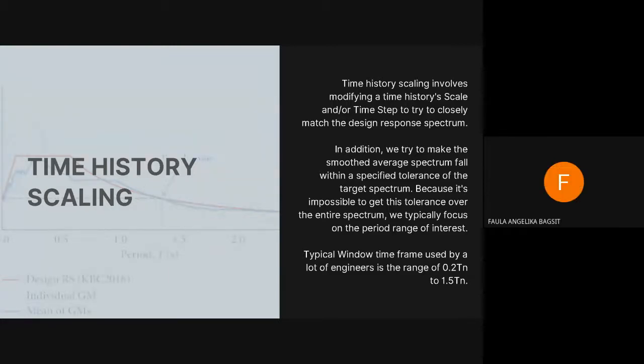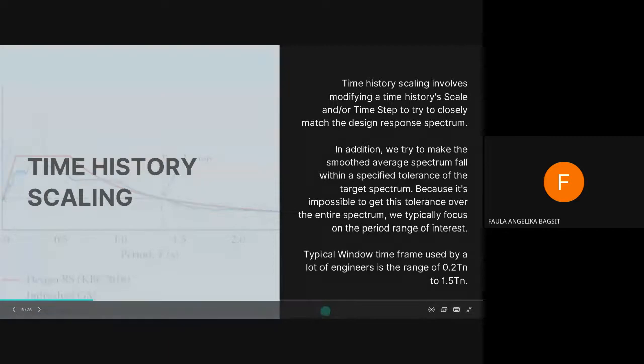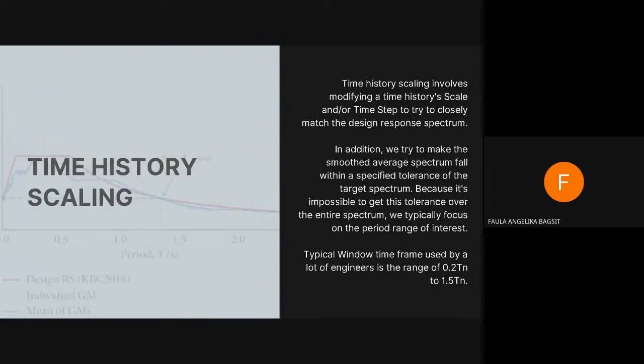Good morning po. Time history scaling. Time history scaling involves modifying a time history scaling and our time step to try to closely match the design response spectrum. In addition, we try to make the smooth average spectrum fall within a specified tolerance of the target spectrum because it is impossible to get this tolerance over the entire spectrum. We typically focus on the period range of interest, a typical window time frame used by a lot of engineers, in the range of 0.2 TN to 1.5 TN.